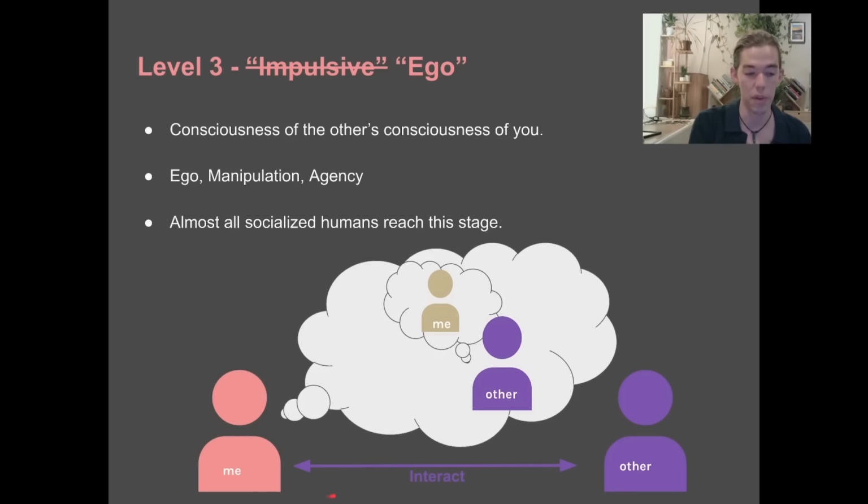So at level 3, I understand your consciousness of me, and this is basically an ego. And it is associated with manipulation because it is in some sense empowering. Once I understand that you have a story of me, that I am a character, and I can think about that story, I am able to tell that story to you in a way that will influence your actions. Almost all socialized humans reach this stage. And yeah, everyone listening has an ego.